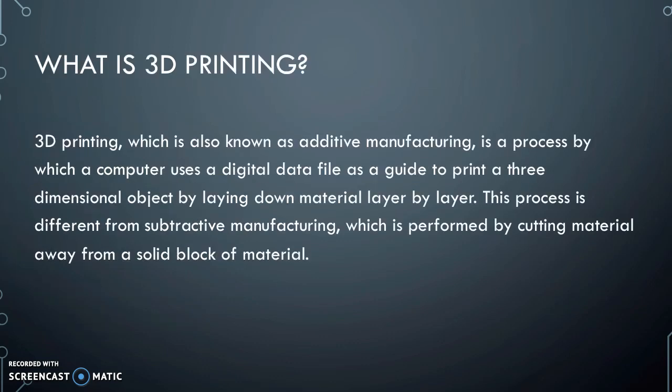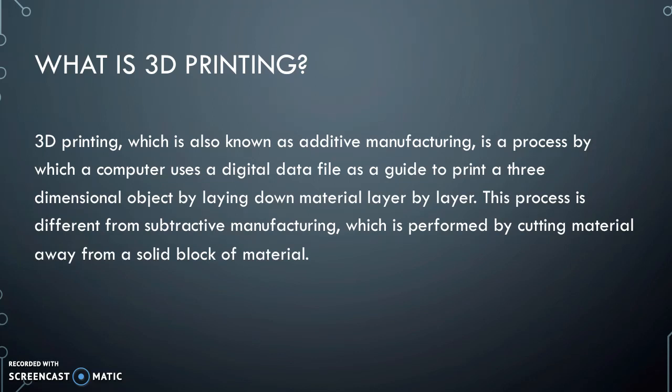So what is 3D printing? 3D printing, also known as additive manufacturing, is a process by which a computer uses a digital file as a guide to print a three-dimensional object by laying down material layer by layer. This process is different from subtractive manufacturing, which is performed by cutting material away from a solid block of material.